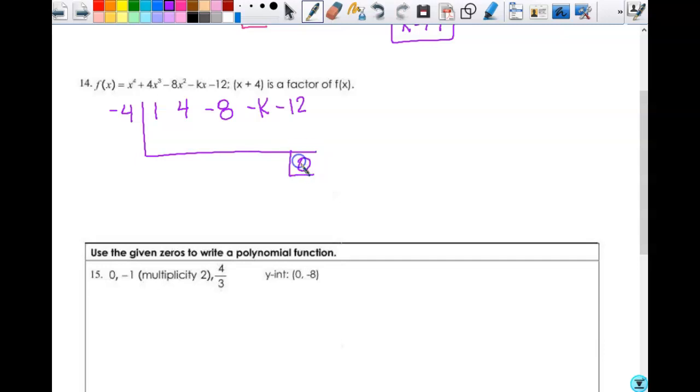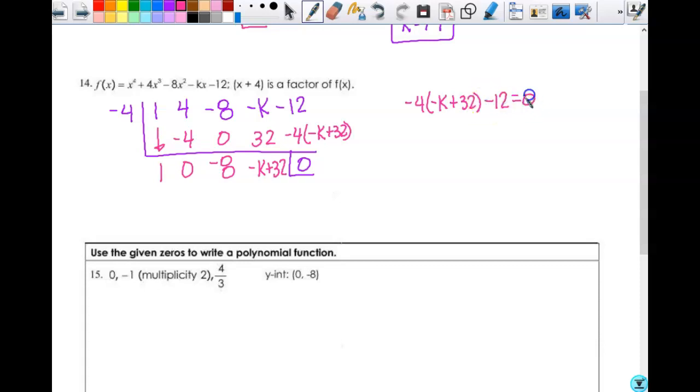Since it's a factor, my remainder is 0. Bring down my 1, negative 4, 0, 0, negative 8, positive 32, negative k plus 32, negative 4 times negative k plus 32. So I get negative 4 times negative k plus 32 minus 12 equals 0. So negative 4 times negative k plus 32 equals 12. Divide by my negative 4, so I get negative k plus 32 equals negative 3. So negative k equals negative 35, which means k equals 35.